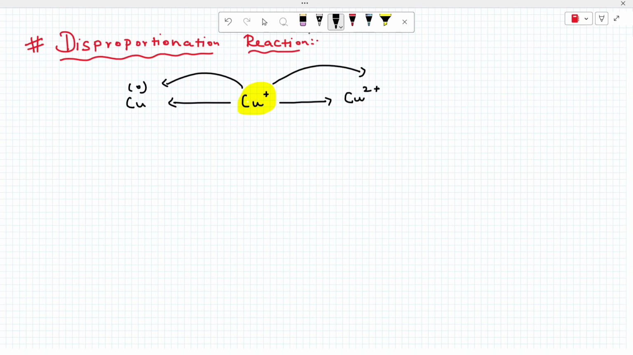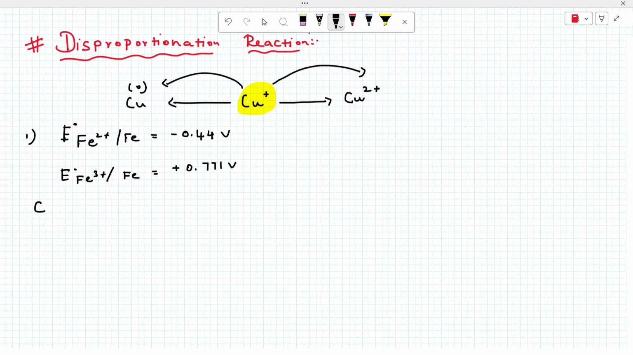Wait. Another question now. The E° value of Fe2+ becoming Fe is given: minus 0.44 volt. Next, the E° of Fe3+ becoming Fe2+ is given, and its value is plus 0.771 volt.